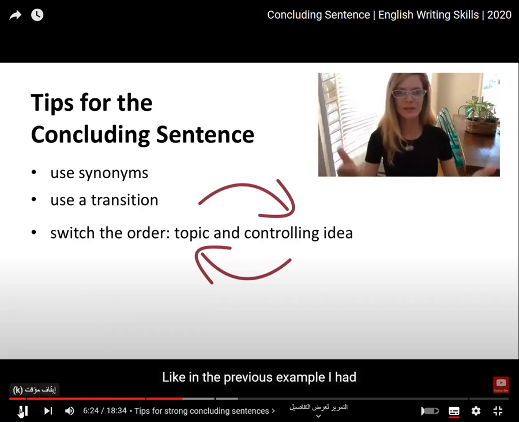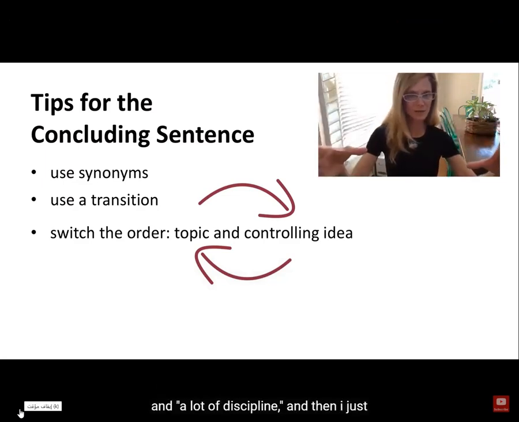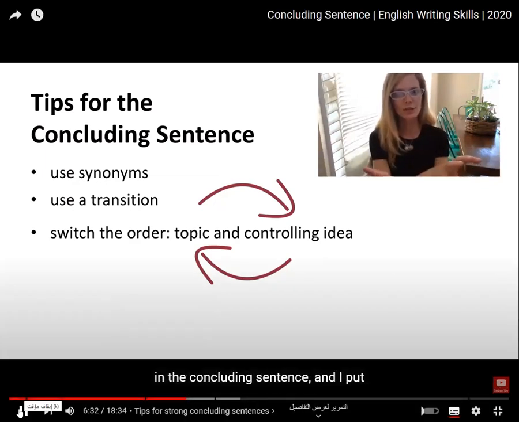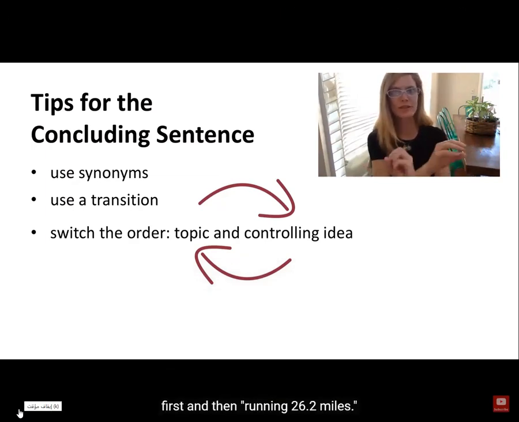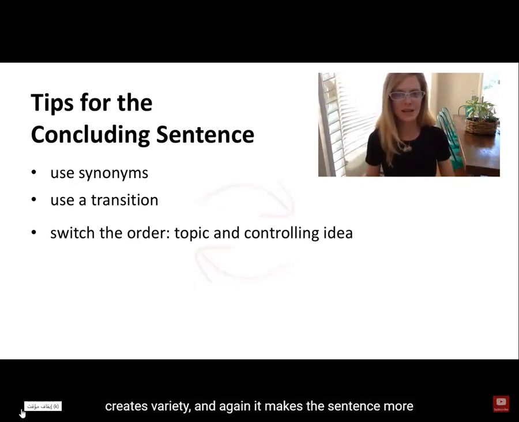Like in the previous example, I had training for a marathon and a lot of discipline, and then I just switched the order in the concluding sentence, and I put a great deal of hard work first and then running 26.2 miles. And when we switch up that order, it creates variety, and again, it makes the sentence more interesting.